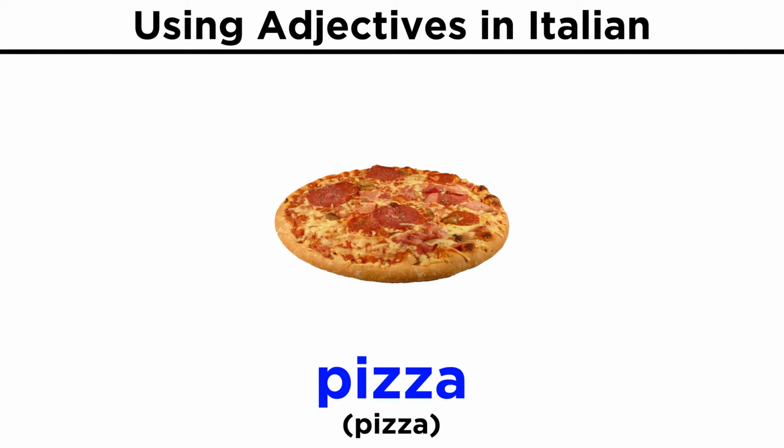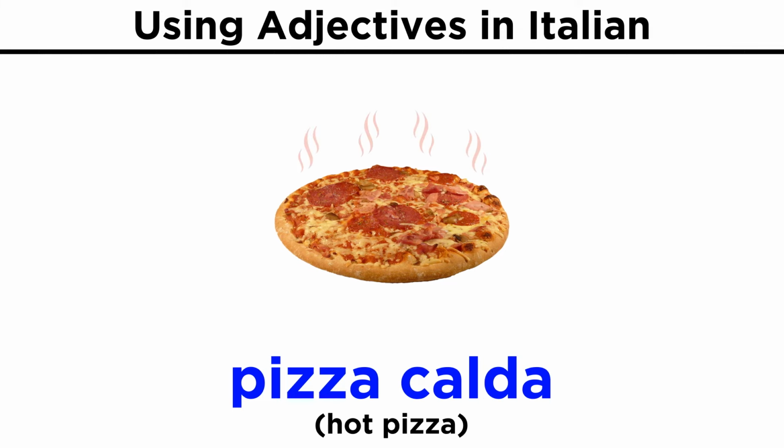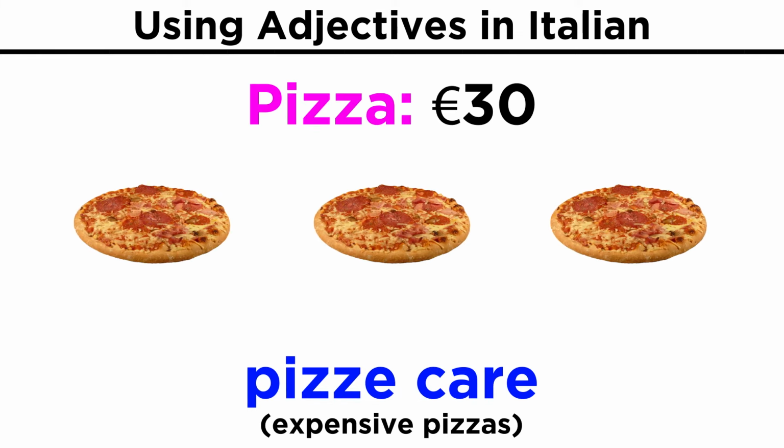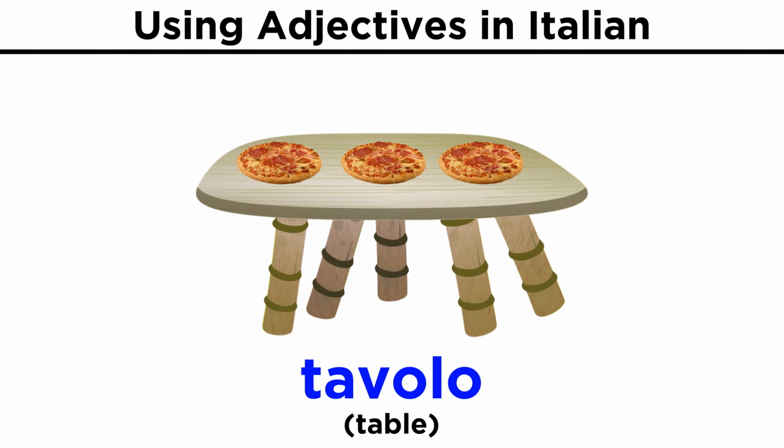Now we are ready to look at some complete examples so that we can see the agreement between the noun and adjective. First, let's look at this pizza. What kind of pizza? Pizza calda. Pizza buona. Now there are several. Pizze care. The expensive pizzas are sitting on a table.